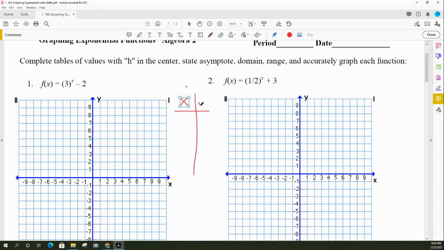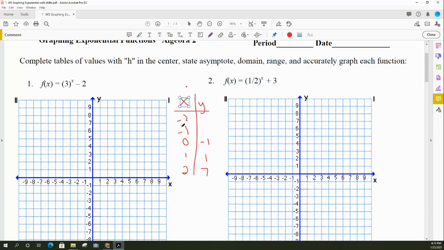X, Y. All right, and so we're going to put H in the center. In this case, H is 0. So we'll go a couple below it, a couple more than it. And then we plug them in. So if we plug in 0, 3 to the 0 is 1, 1 minus 2 is -1. Plug in 1, 3 to the first is 3, 3 minus 2 is 1. Plug in 2, 3 squared is 9, 9 minus 2 is 7.